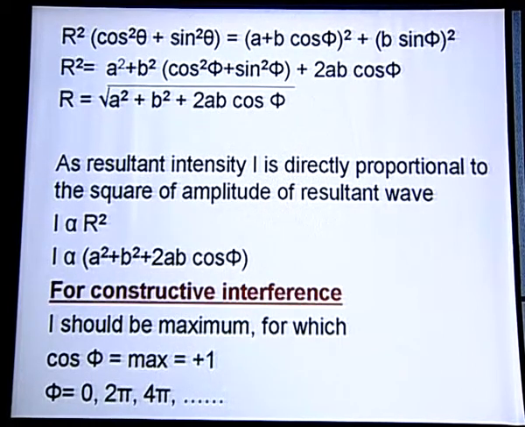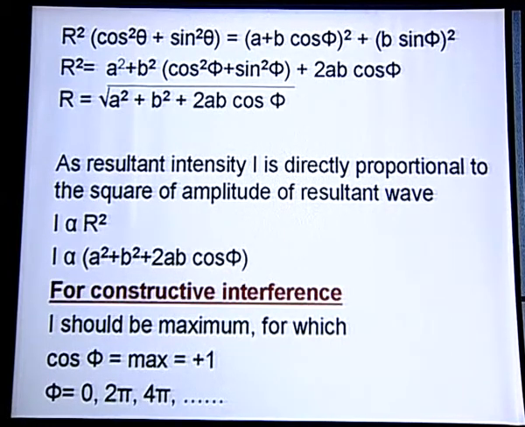So it means R square is equal to a square, right? Collect the b square terms, child: cos square phi plus sin square phi, plus 2ab cos phi. So again this is cos square phi plus sin square phi, that is equal to 1. So you will get R, which is the amplitude of the resultant wave, equal to a square plus b square plus 2ab cos phi under the root.